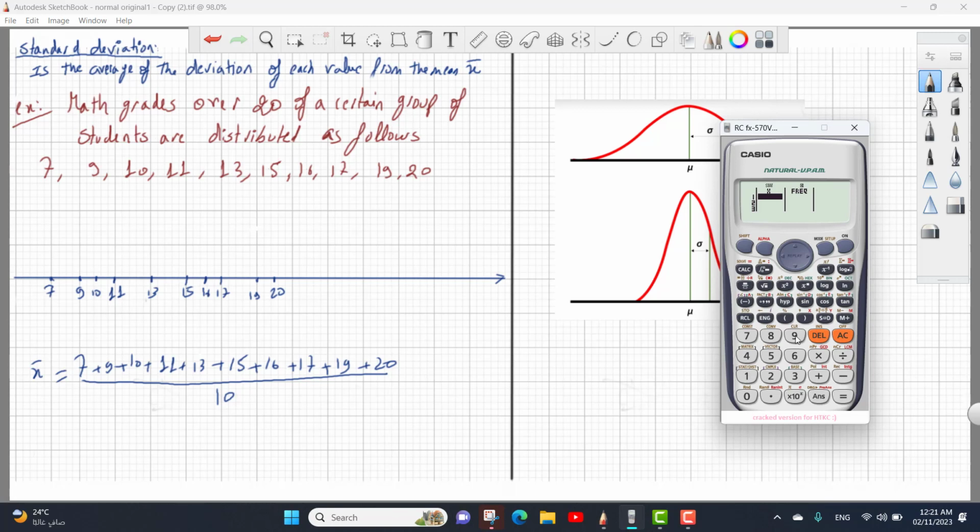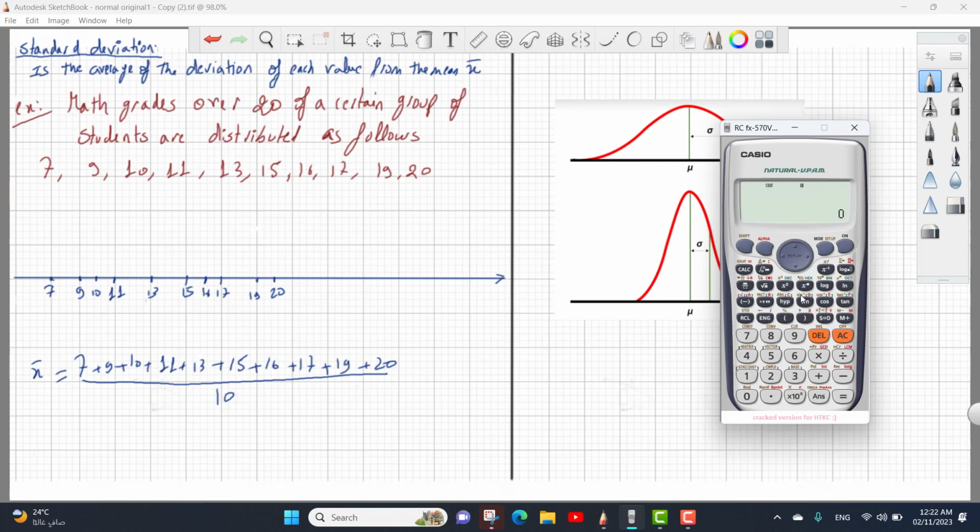You enter the values 7, 9, 10, 11, 13, 15, 16, 19, and 20. Whenever you enter the data in the table, if you have frequency, you can enter each frequency. If you don't, if you have a statistical series, you just enter the values on your calculator.